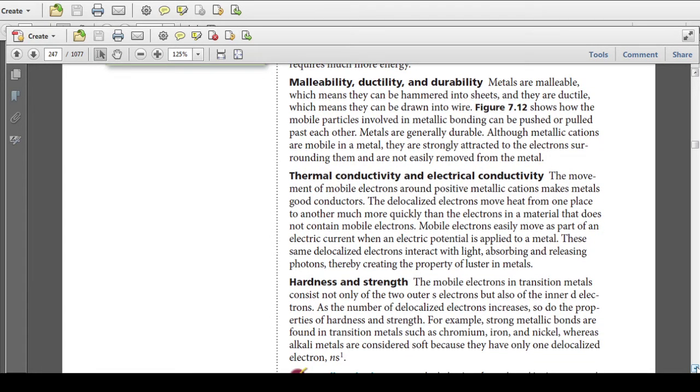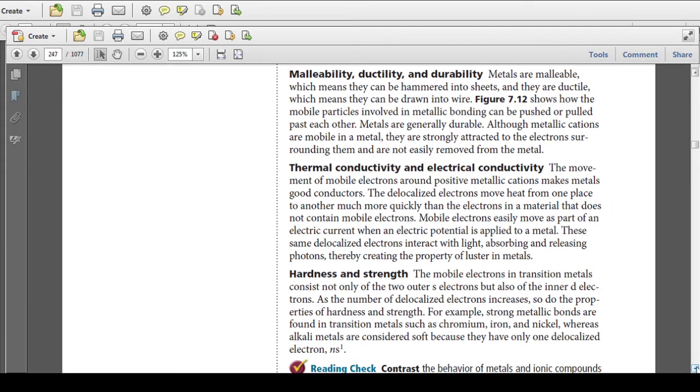The movement of mobile electrons around positive metallic cations makes metals great conductors. The delocalized electrons move heat from one place to another much more quickly than the electrons in a material that does not contain mobile electrons. Mobile electrons easily move as a part of an electrical current when an electrical potential is applied to a metal.